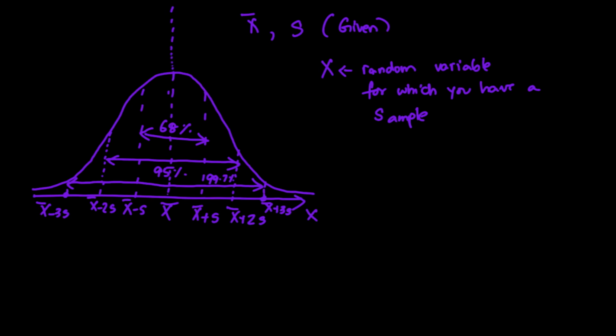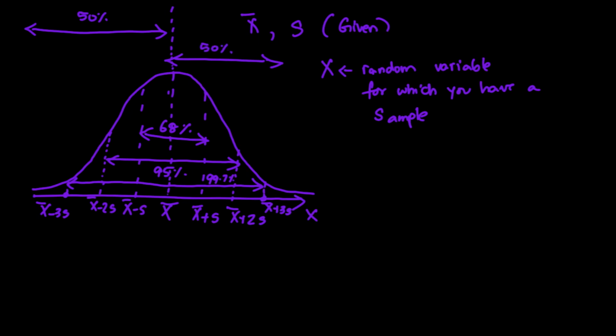So the probability of any observation below x bar is 50%, which is why x bar, the mean of a normal distribution, also corresponds to the median. In other words, 50% of the observations would be below and 50% of the observations would be above. So above you have 50%.